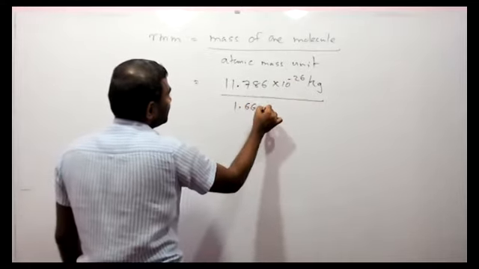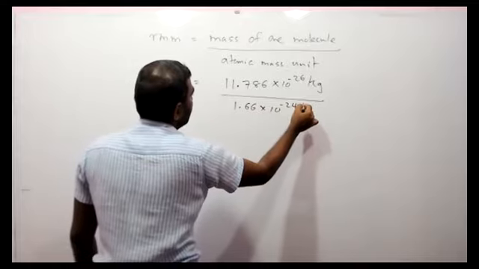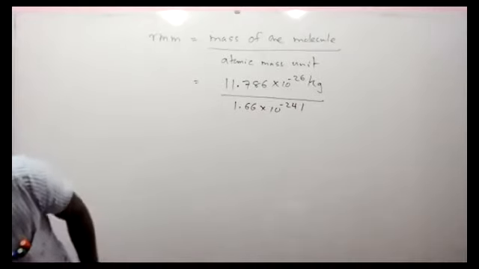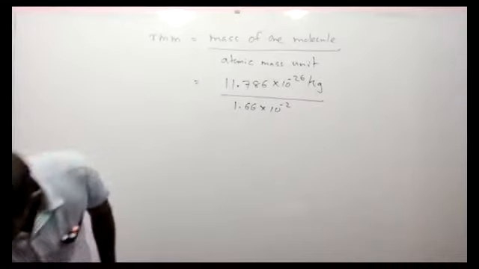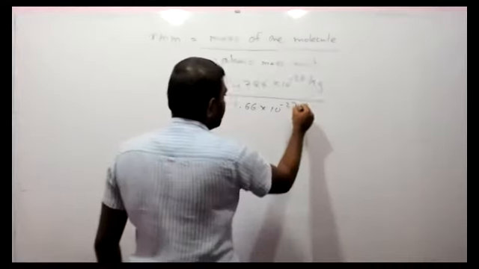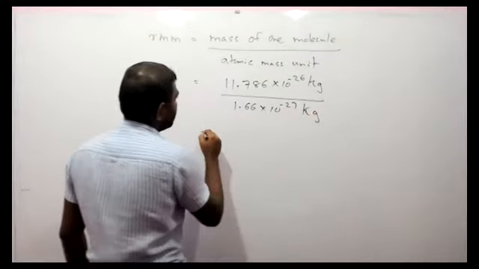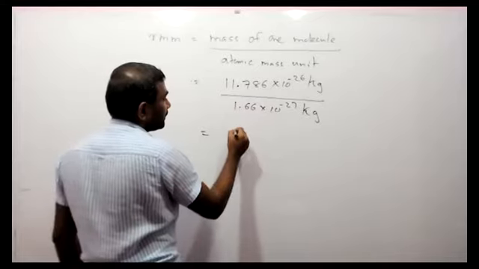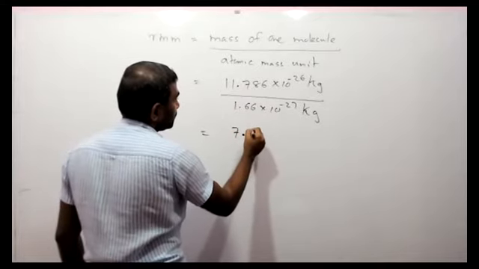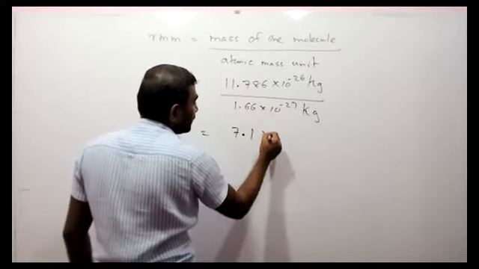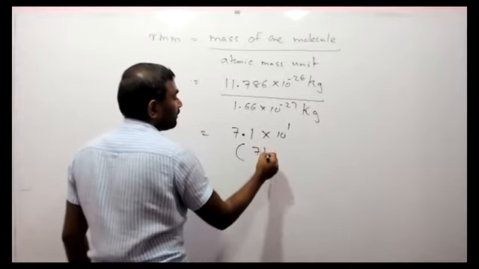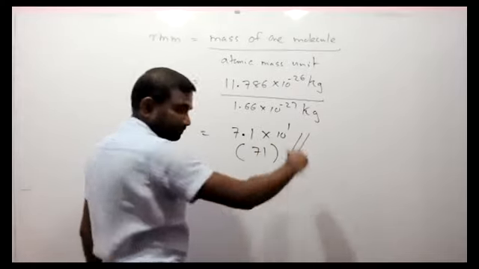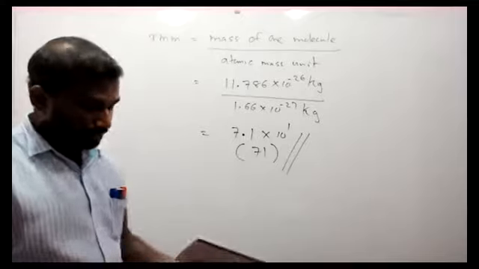So 1.66 into 10 to the power minus 27 kilograms. If you simplify this numerical part, it will be 7.1, and 10 to the power 1. That means 7.1 into 10 to the power 1, or we can write it as 71. Right, good. You have done.